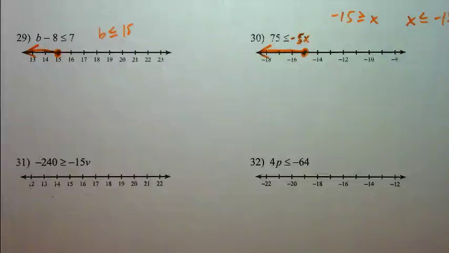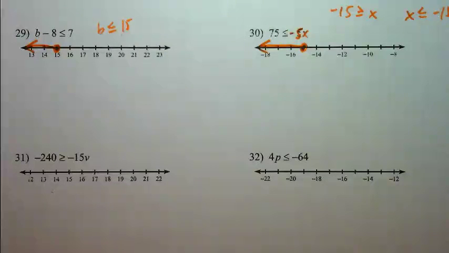Just realized on this paper I didn't give you many open circles. There's only one on here that's going to be an open circle, and that's number 33.